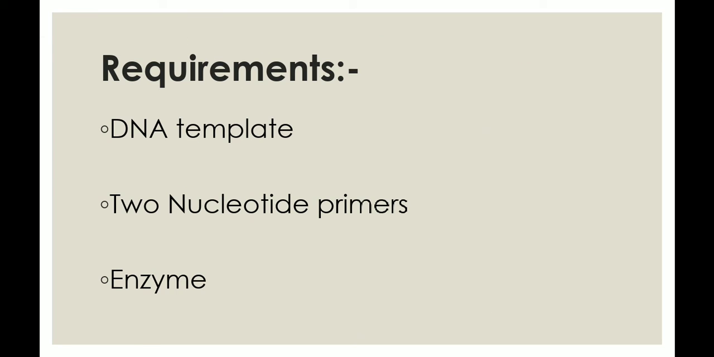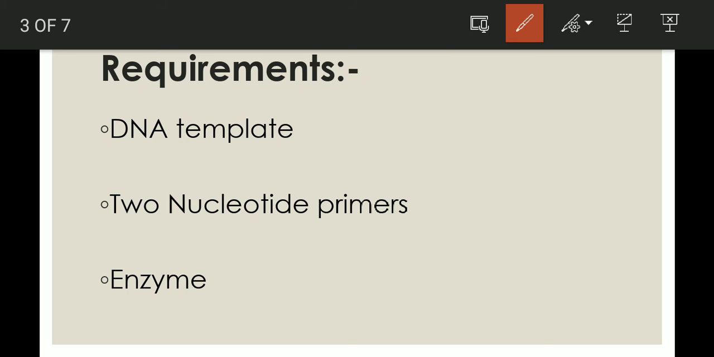So next, the basic requirements, right? What are the requirements to synthesize multiple copies of the genes, right? First is the DNA template. First we require the DNA template, containing the desired segment. This is the basic requirement, right? This is basically the DNA template which we require to be amplified, right?